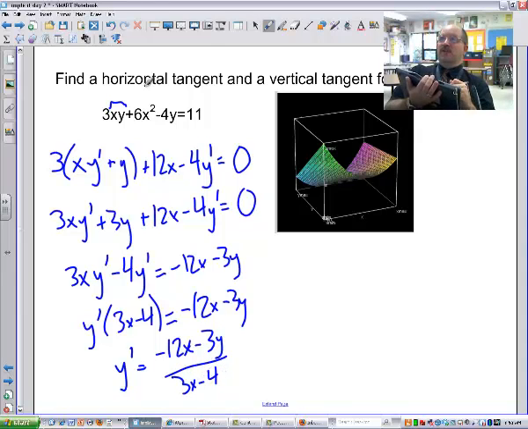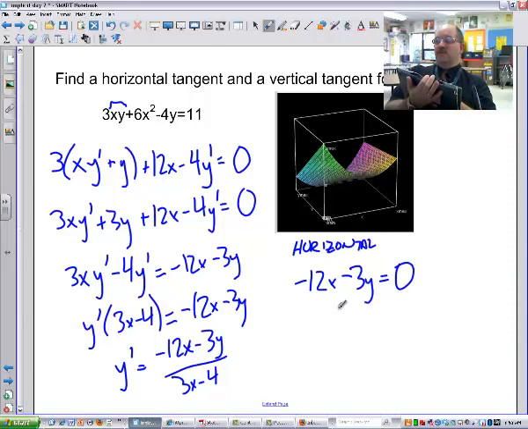Now they actually want us to do some work with that. In order to have a horizontal tangent, that's going to happen when the numerator is equal to 0. To have a vertical tangent, that's going to happen when the denominator is equal to 0. So let's go with the horizontal. That's going to happen when negative 12x minus 3y is equal to 0, or negative 3y is equal to 12x, or whenever y is equal to negative 4x.